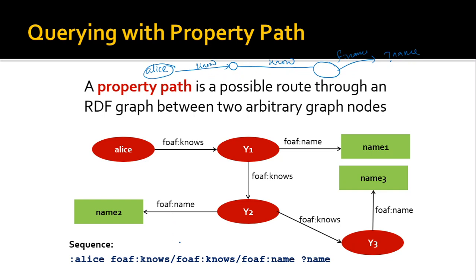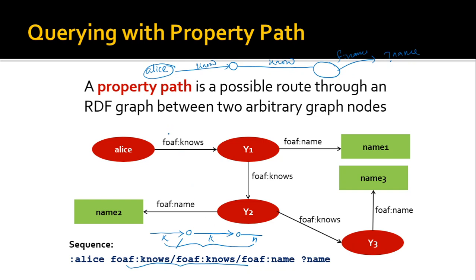So whenever you see a forward slash like this, that means there should be one edge named FOAF knows, then followed by another edge named knows, and then followed by this name, right? So this particular syntax is really representing this kind of pattern of path, right? So this is basically saying the friend of Alice at distance 2.